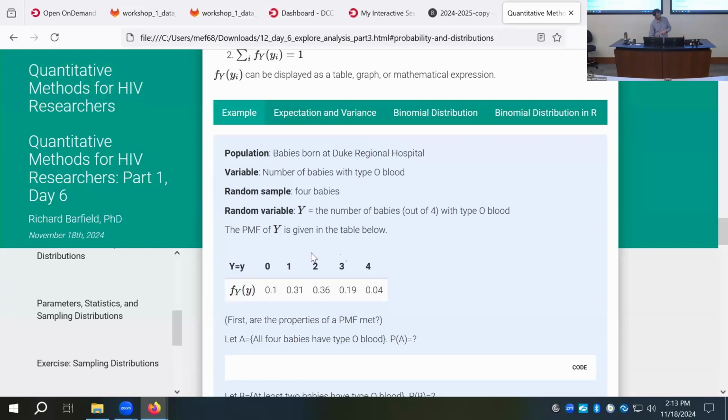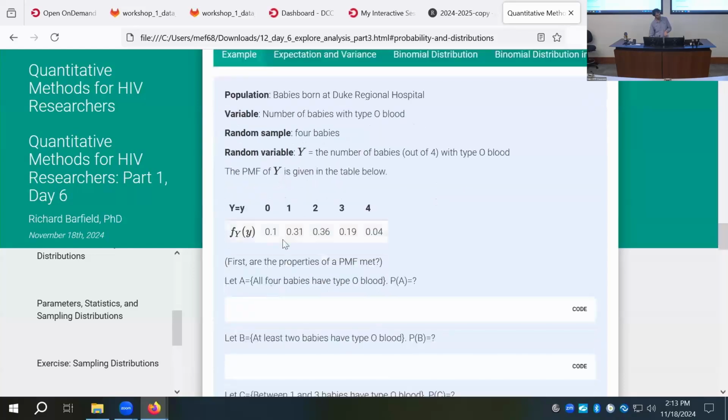So our probability mass function of Y is given in this table below, where it says, okay, the probability that 0 of those 4 babies are type O is 0.1. The probability that 1 of those 4 is 0.31. The probability of 2 is 0.36. The probability of 3 is 0.19. And the probability that all 4 are type O is 0.04.